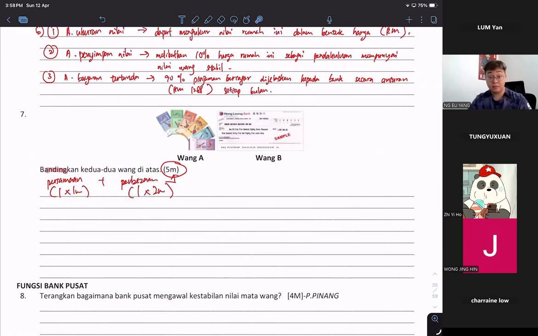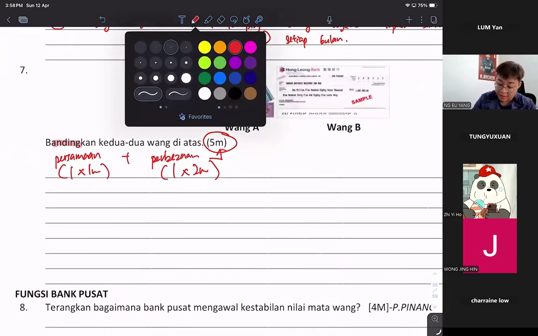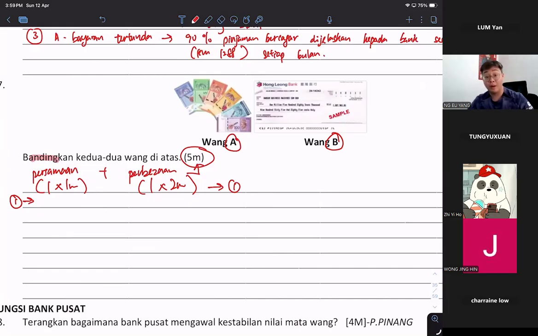Understand? Answering technique. Okay, so guys, use your pen to jot down. What is the persamaan for these two, 1A and 1B? Persamaan. So you guys can find the perbezaan, right? So guys, perbezaan on the right hand side. What's the perbezaan for this 1A and 1B?